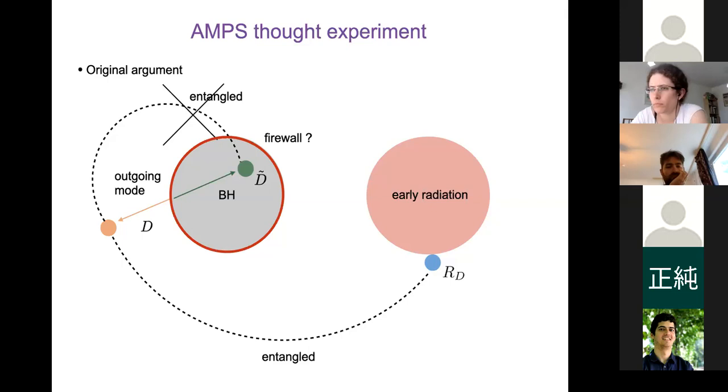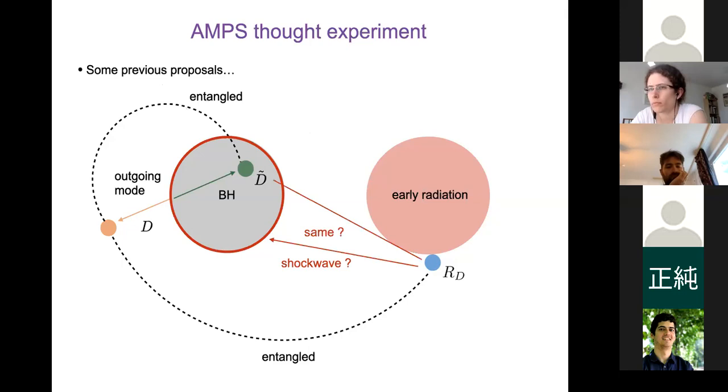And then there have been several proposals which argue that this D tilde mode is actually the same as the R_D mode. In this approach, they try to resolve this puzzle by saying that maybe when you touch the R_D degree of freedom, this perturbation sends a deadly shockwave to Alice, and then Alice will be killed near the horizon. So she will not be able to see the interior mode.